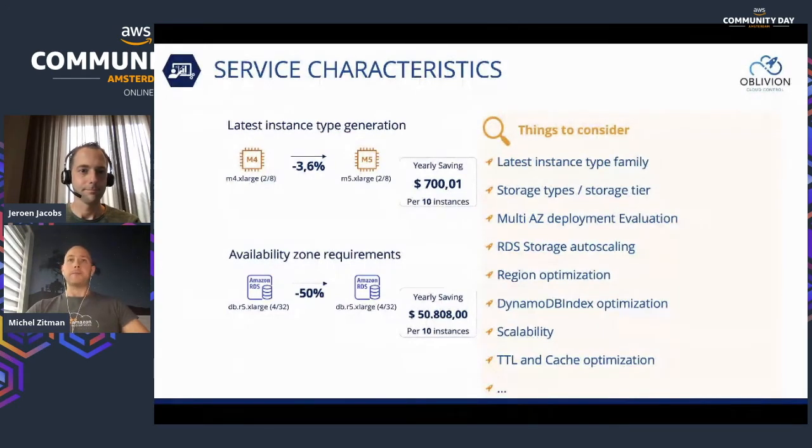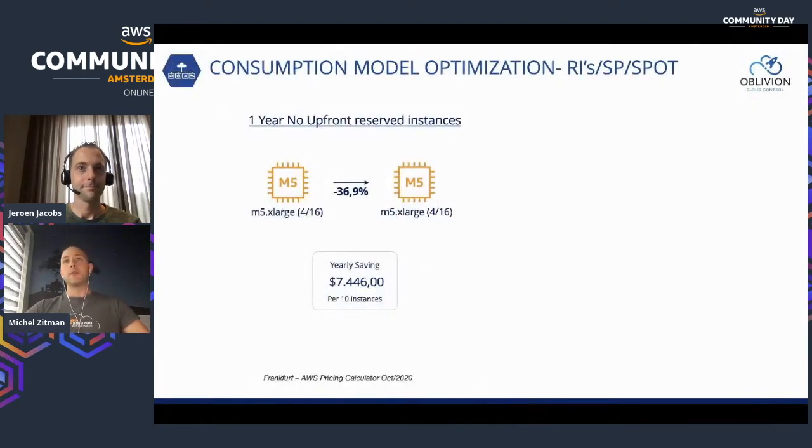Okay, so moving on, consumption model. So we usually stick to the commitment-based consumption model. So RIs, reservations, savings plans, and spot. Spot is not commitment-based. So the example, the calculation, is about that, but there are other things to consider. So first, if you look into this example, it's just about reserving, without any upfront, yeah, an M5 extra large instance in the Frankfurt region. So it will give you almost 37%.